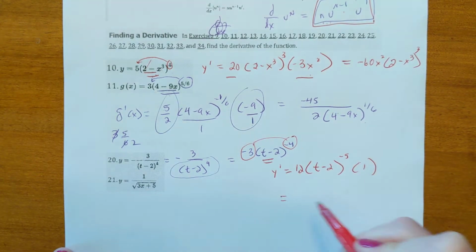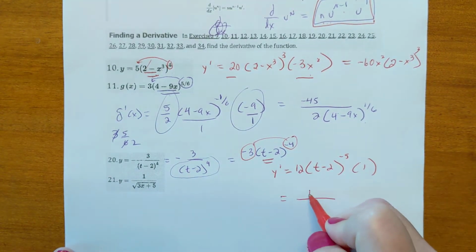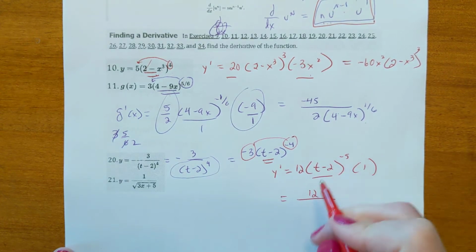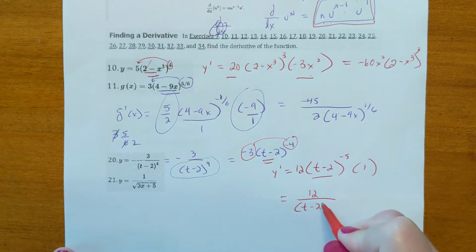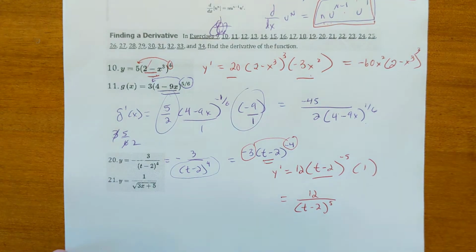So rewriting it here, we have 12 on the top, and we're going to float the chunk down with the negative 5. So it makes it t minus 2 to the fifth. So that's the whole answer, 12 over t minus 2 to the fifth.